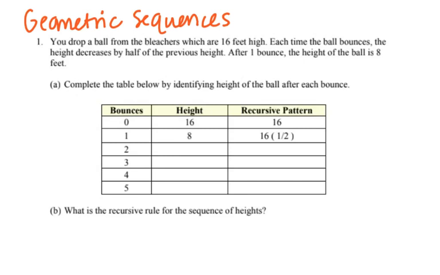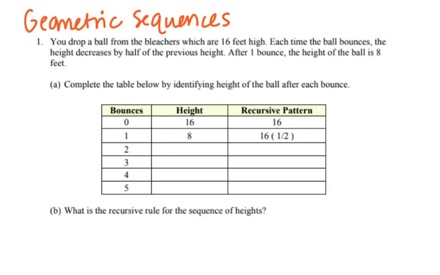Okay, so for our first example, we look at dropping a ball from the bleachers, which start 16 feet high, and each time the ball bounces after that, it's only coming back up half as high as the original bounce. So you can see in our table, we've started filling this in. An initial height of 16, and so that's our start number at 0. And then half of that gives us the next height of 8. And so then we would just continue this pattern here of taking the previous height and multiplying it by half.